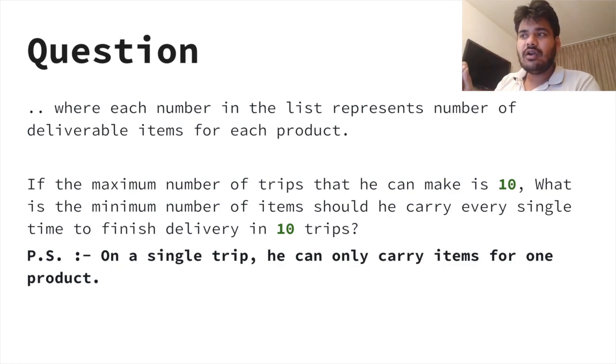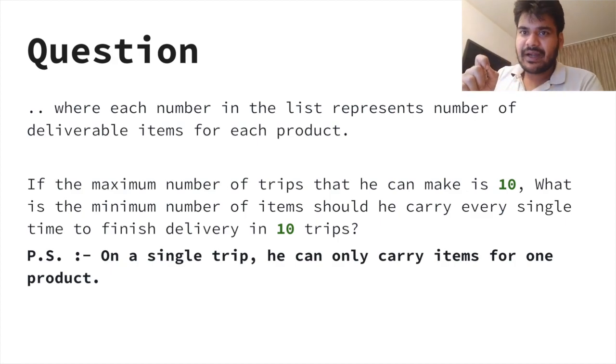There is a side note that says on a single trip he can only carry items for one product. So let's say there are A, B, C, D, E, 5 distinct products. On one given trip he can only carry products from one of these types. So either he can carry only items from A, or he can only carry items from B, or he can only carry items from C, like that.